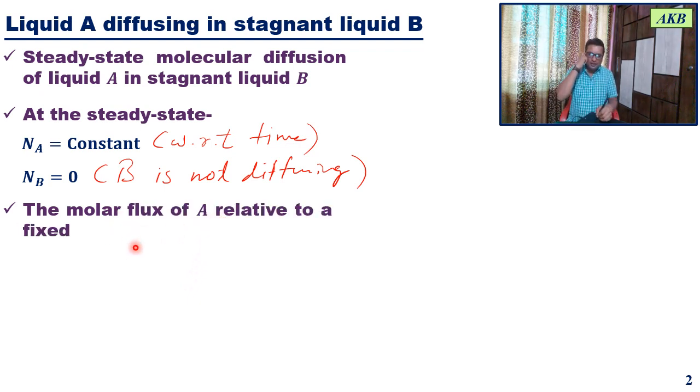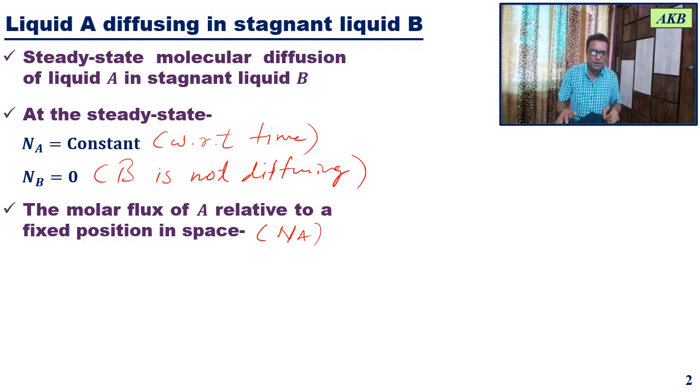Then the molar flux of A relative to a fixed position in space is nothing but the N-type molar flux of A. I have discussed two types, N type and J type molar flux. What these are, I have already discussed in my earlier videos on molecular diffusion. I have given links to those videos in the description section. So what is the equation for this? Again, this has been discussed in those videos.